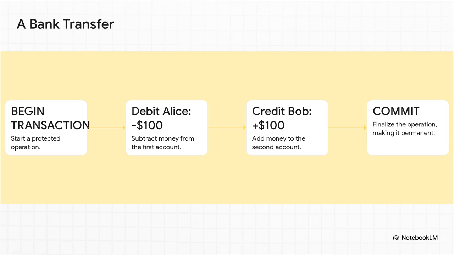So to solve this terrifying problem, PostgreSQL wraps the entire thing in what's called a transaction. You can see it here. It starts with BEGIN TRANSACTION, and it ends with COMMIT. You can think of this as a protective bubble that you put around the whole operation. It's basically you telling the database, hey, everything inside this bubble, it's all one single, indivisible thing.